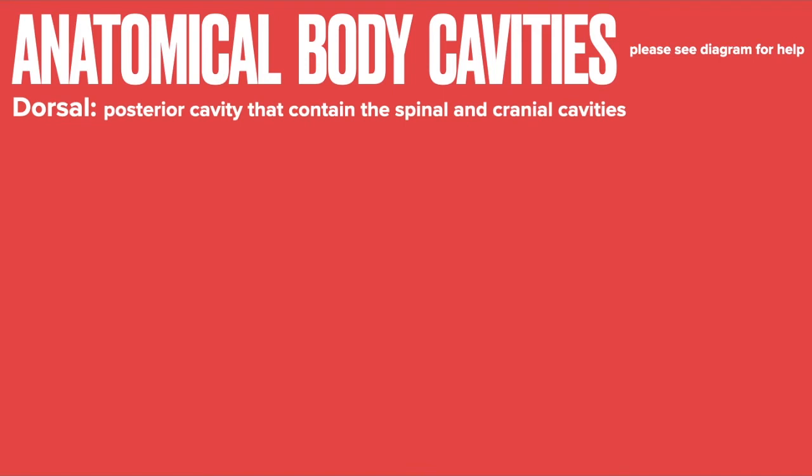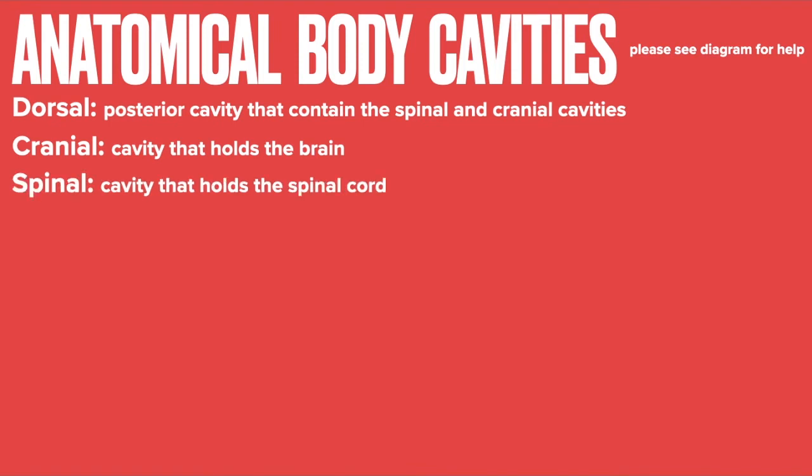Now we're going to focus on the anatomical body cavities, and these are going to use some of the terms that we just talked about to identify what each is going to be holding and its location. So the first one we have is dorsal. The dorsal body cavity, think about, dorsal meaning back. It's the posterior cavity, posterior meaning back, behind. So this is the back cavity that contains the spine and the cranial cavities. So this is going to kind of hold the spinal cord and the brain. Now the dorsal cavity is going to be separated into the cranial cavity and the spinal cavity. Okay, so the dorsal cavity holds the cranial and spinal cavities.